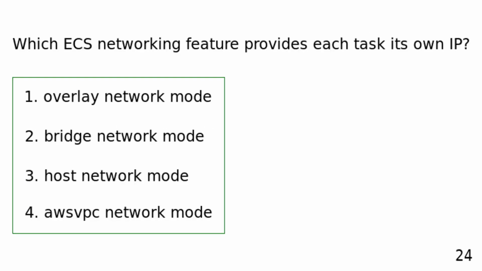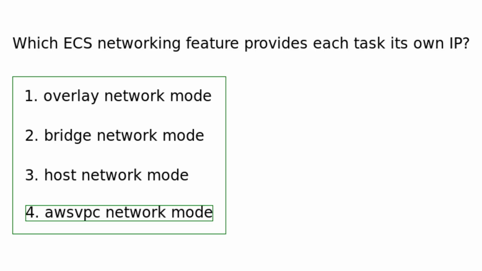Which ECS networking feature provides each task its own IP? Overlay Network Mode, Bridge Network Mode, Host Network Mode, OSP Network Mode. The OSP network mode in ECS provides each task with its own private IP address.